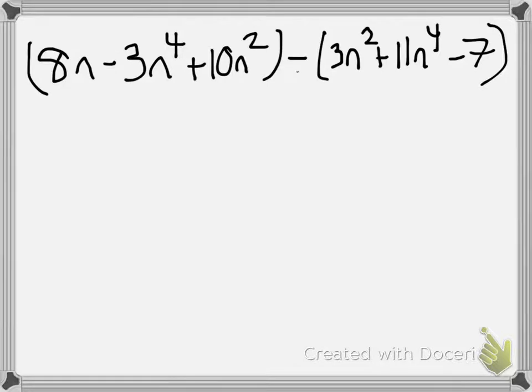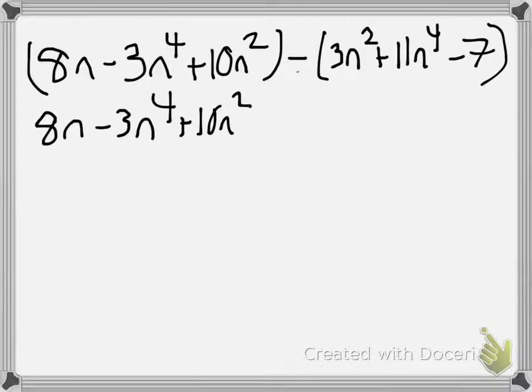So let's get rid of all this parentheses here. So I have 8n minus 3n to the fourth plus 10n squared. Now, we're going to change this to a plus, so it's going to be minus 3n squared. We're going to change the positive 11n to minus 11n to the fourth. And we have a negative, changing that negative becomes a plus 7.